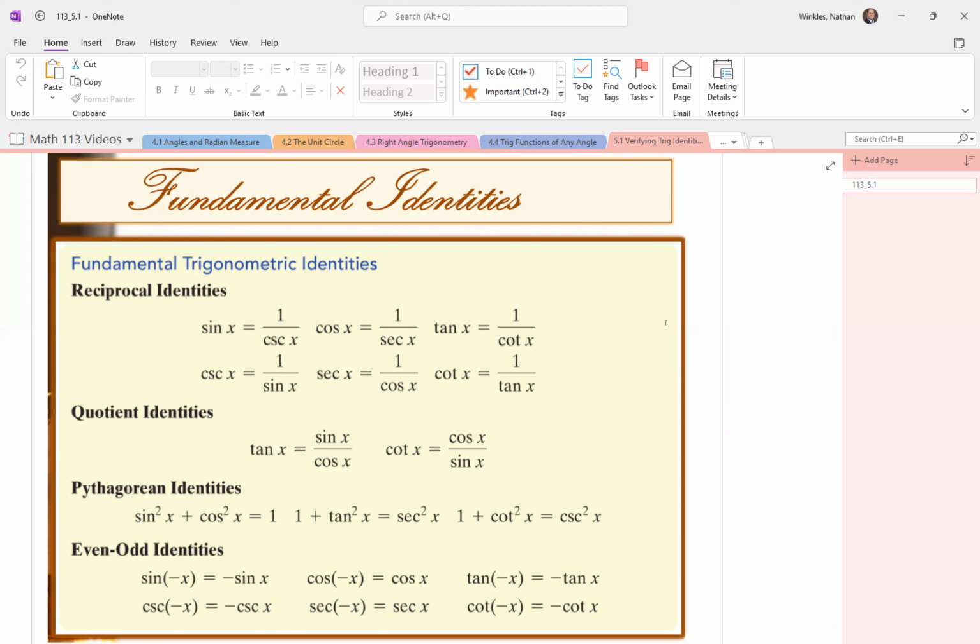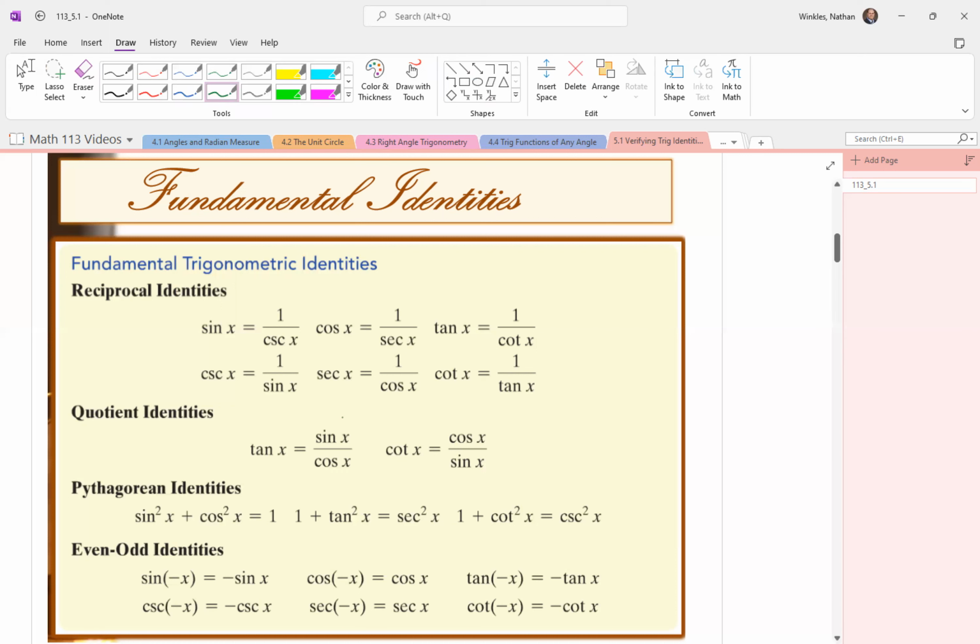For our quotient identities, tangent of x equals sine of x over cosine of x. This one could become very important to us. And I say that because, if all else fails, we want to break everything back down to sine and cosine, so that one could come into play. Cotangent of x is equal to cosine of x over sine x.